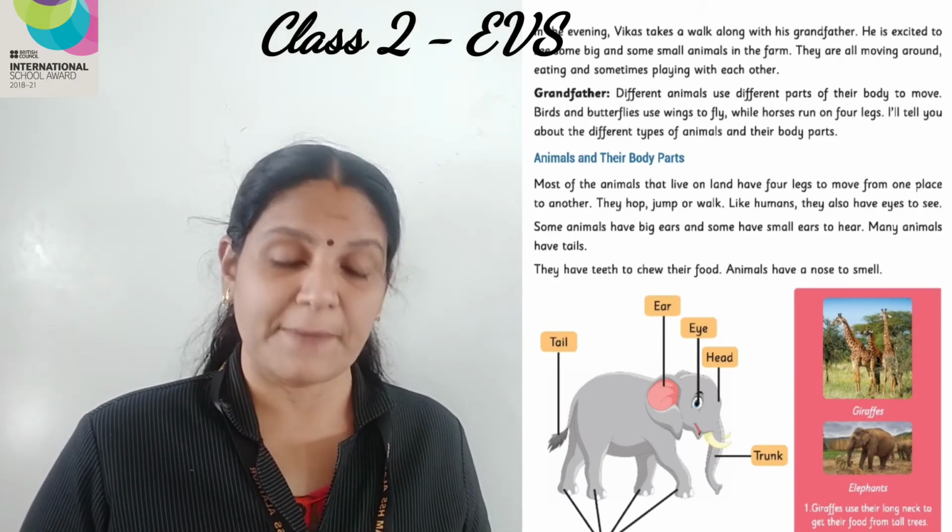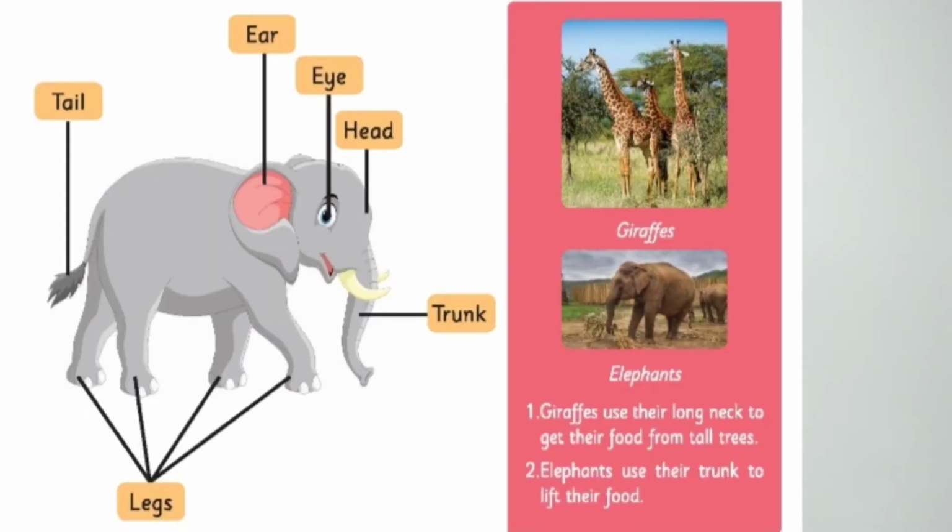So now you can see the picture of an elephant here with the parts labeled. So you can see the elephant's leg, tail, ear, eyes, head and trunk. What is this trunk? The elephant's long nose is what we call the trunk.